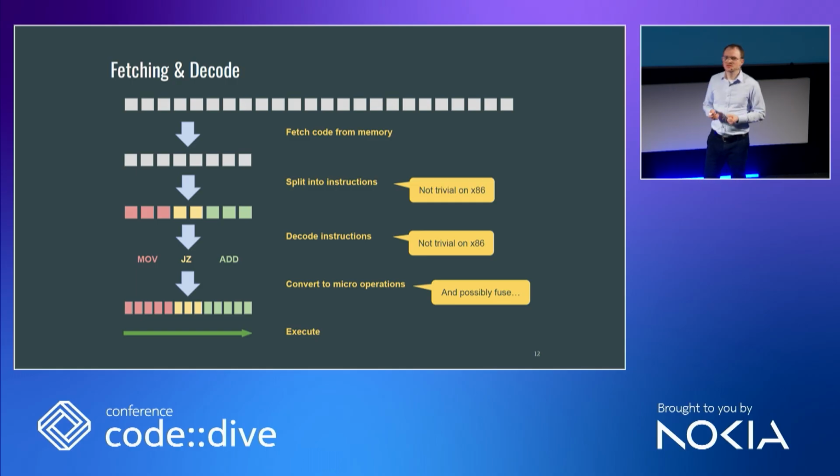So the CPU starts by fetching and decoding instructions. It fetches instructions from memory, and then it splits this data into instructions, and then starts decoding them. And splitting into instructions is not simple because it's x86, and decoding, like I said, is also very complex. And then the CPU will convert those complex instructions into micro operations, and sometimes fuse some of them together to form more complex ones, and then it will start executing.